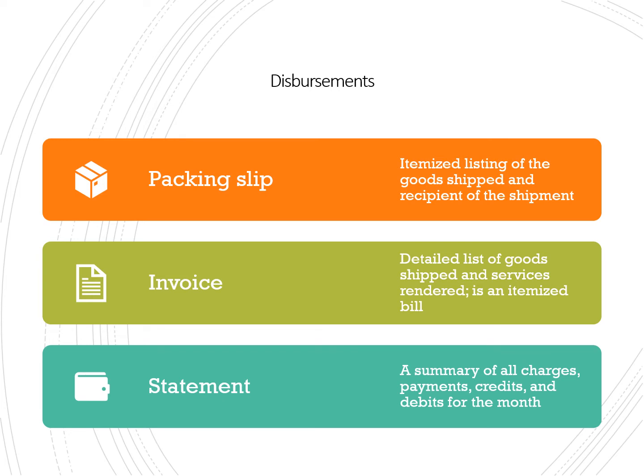Okay, let's talk about disbursements. Some terms that you need to know. First is the packing slip. This is an itemized listing of the goods shipped and recipient of this shipment. This is going to come when you get your supplies. An invoice. The invoice details all of the goods shipped and the services rendered. This is the itemized bill. And then another term is the statement, which is a summary of all charges and all payments and credits and debits for that month.